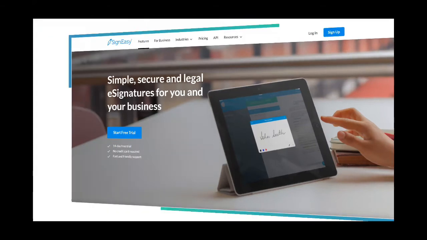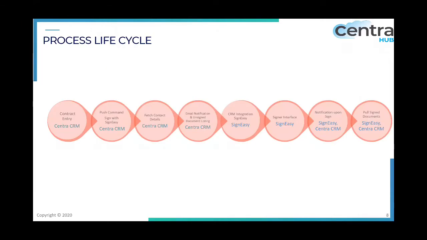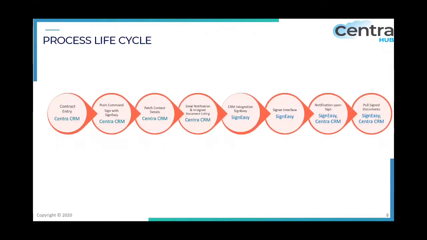So let's get into the functionality preview of how a process lifecycle will go through in terms of the sequence of events. The first step is the contract entry, which happens on the CRM. I would rather say not just a contract; it can be a quotation, a sales order, or an invoice. Anything which you want to set as a signature document can be the initiating point. So in this example, we are going to use a contract entry, which is created from the CRM.